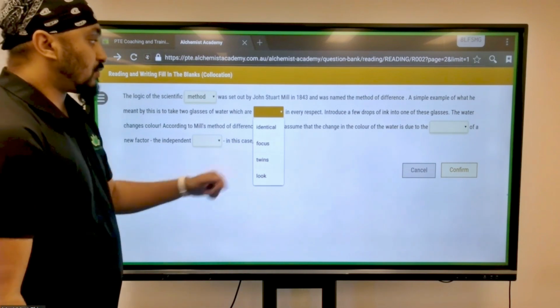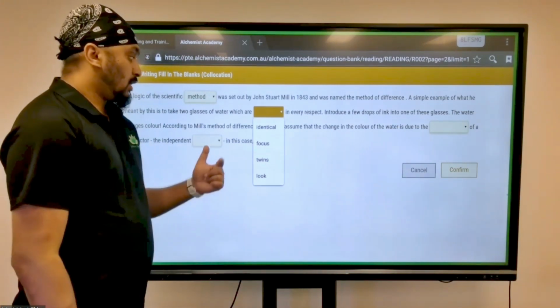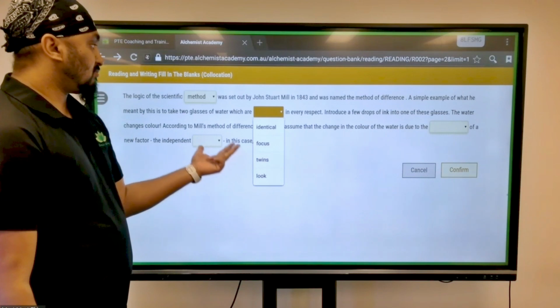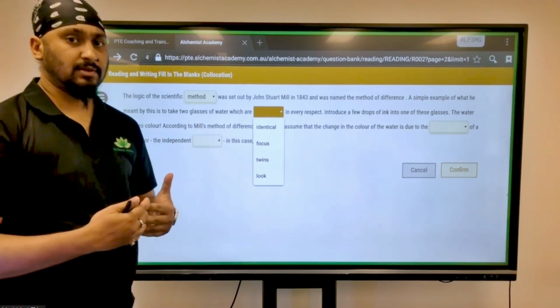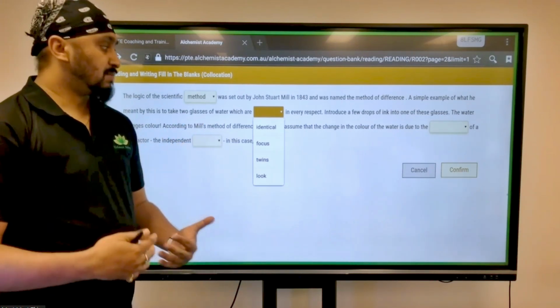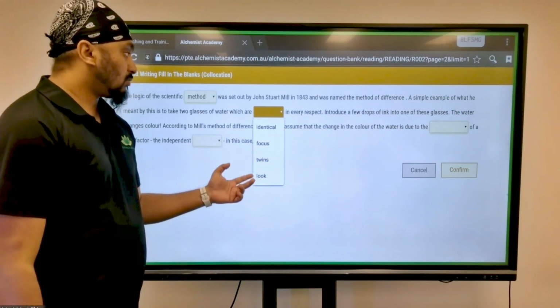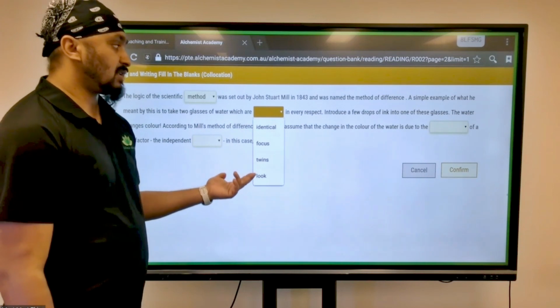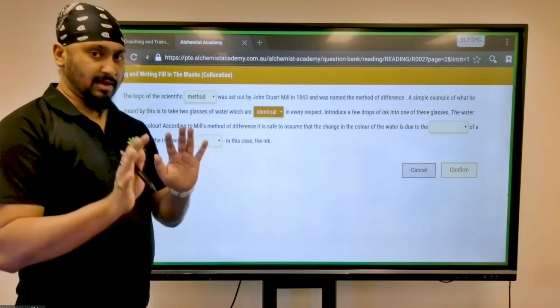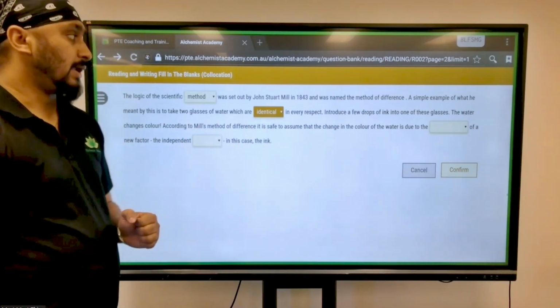You cannot put the word focus. You always focus on something. Twins, which are twins in glasses, cannot be twins. Twins are biological, like people who exist, right? Look, which are look in every respect. That doesn't make any sense. I'll go with identical. They have similar features, right?